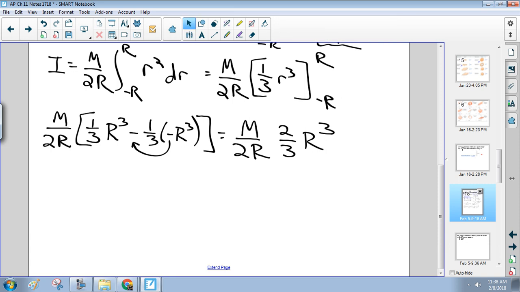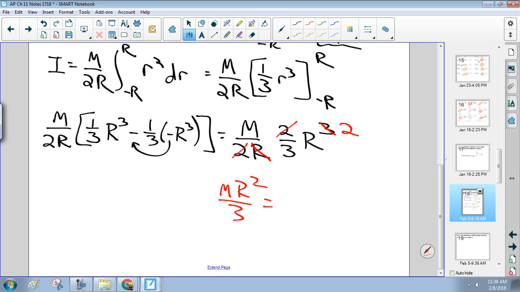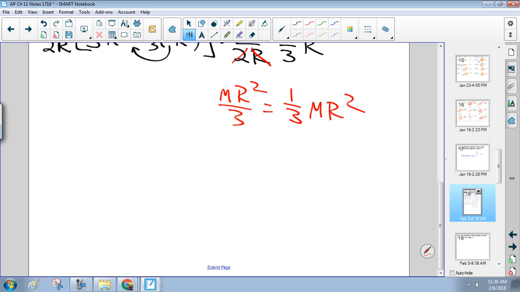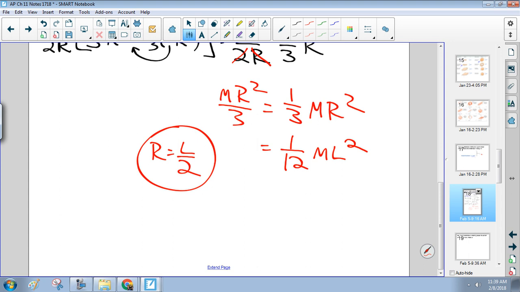Okay, and so look what happens. The 2's cancel out. This r cancels one of these r's, and so I've got m r squared over 3, or more commonly, 1/3 m r squared. Okay? And then if you wanted to, remember that r is just L over 2. So a lot of times you'll see this written in terms of the length of the whole meter stick. So it'll be 1/12 m times L squared. Okay? And that's just by substituting r equals L over 2 into this first equation.